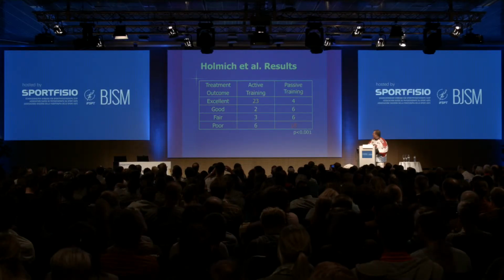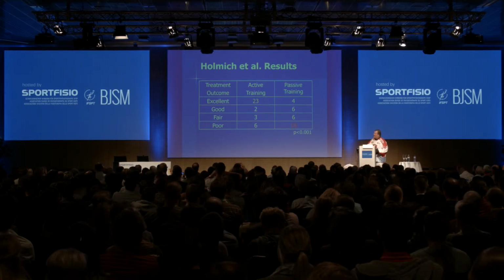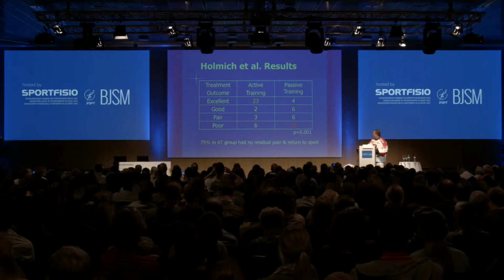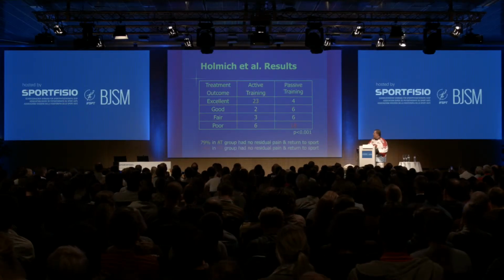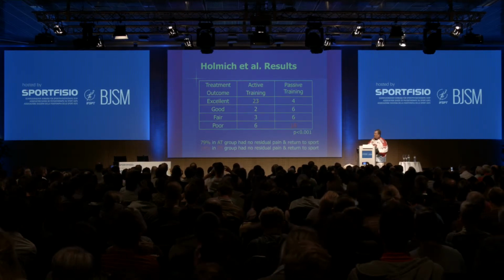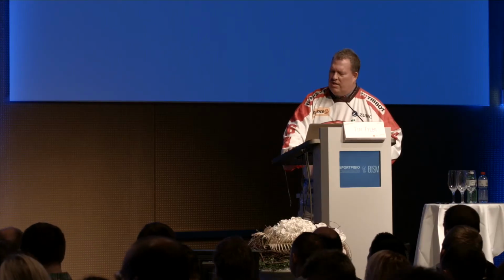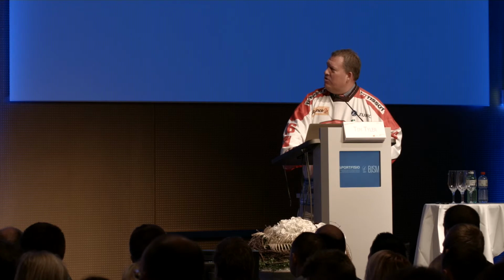Take-home message on this study. Look at that. Active training: 23 of those athletes had excellent results. Passive training: 4 people had excellent results. Look at the poor results on the passive training side. In fact, it was 79% of that active training group that had no residual pain and return to sport. If you look at the passive training side right there, only 14% had no residual pain. That's some pretty strong evidence that we should start active training maybe as soon as possible to get these folks back on the road to recovery.